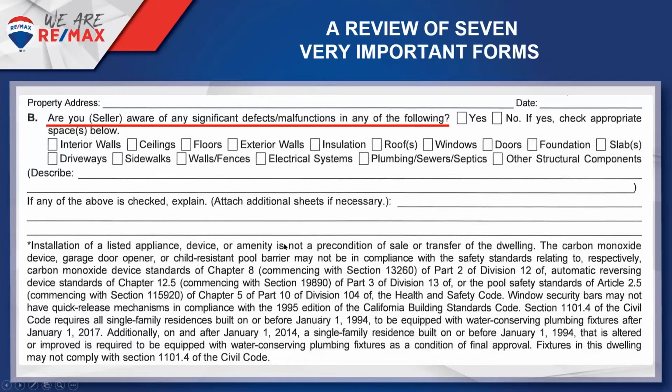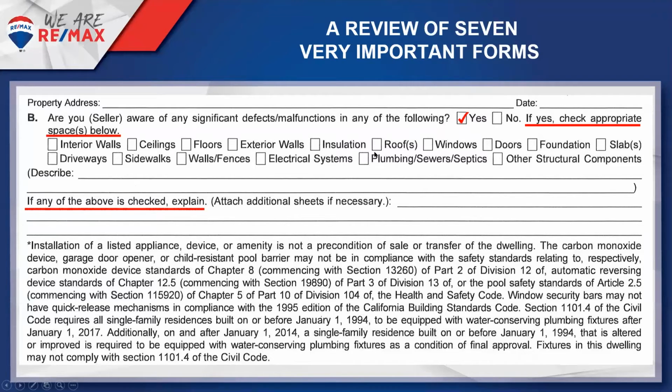Okay. Are you aware of any significant defects in any of the following? So you're not checking that the house has these things. Of course, the house has interior walls, ceilings, floors, and roofs. What you are checking is, yes, I've got a problem with the roof. And then you would check the appropriate space, the thing that had a problem, and explain what the problem is.